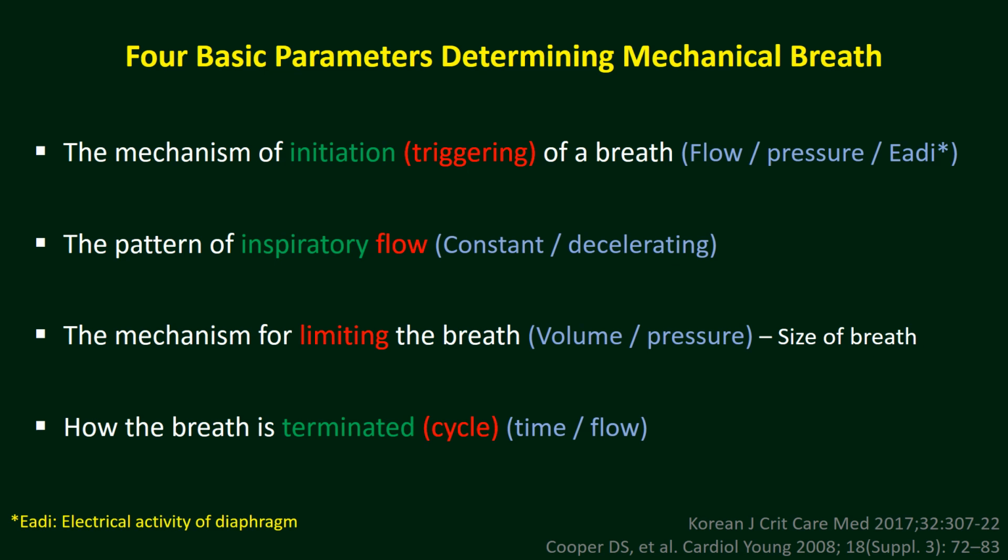Third is the limit. This is the mechanism of limiting the breath. In other terms, it is the size of the breath. How much the lung will be expanded, to a certain volume limit or to a certain pressure. And finally, cycle. It is the termination of breath. How the breath will be terminated, how the inspiration will be terminated. Will it be terminated after a certain period of time as we set the inspiratory time, or will it be terminated after delivering a certain percentage of flow.